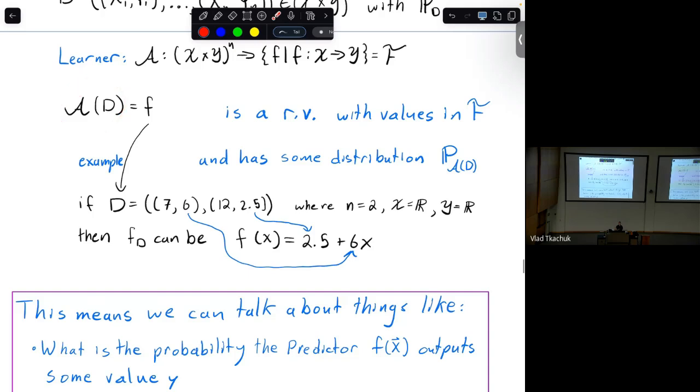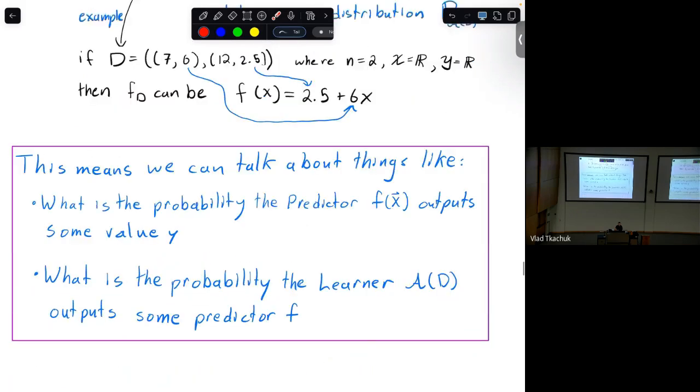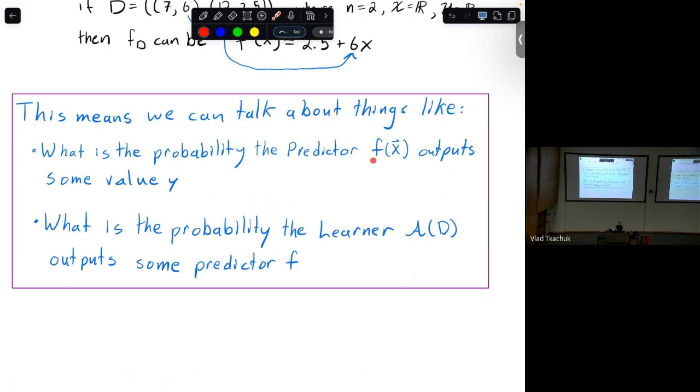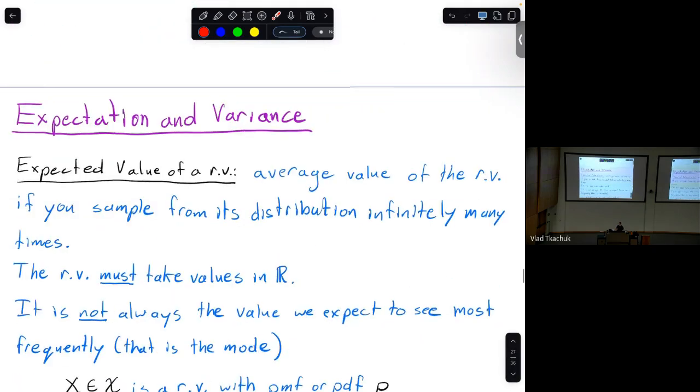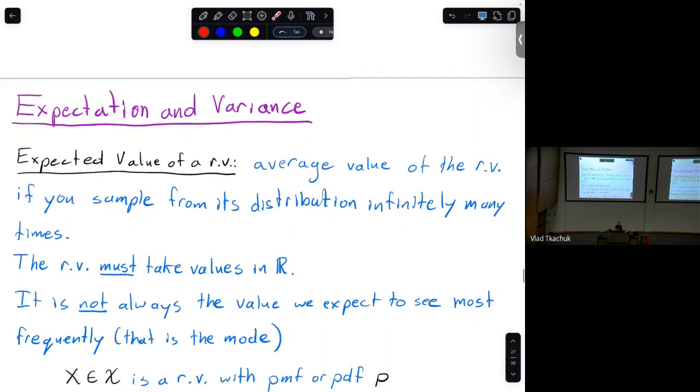Its outcome space is going to be the set of functions. Okay. And so we can talk about things like, what's the probability that the predictor outputs some value or some range of values, depending on whether y is discrete or continuous. And we can talk about what's the probability that my learner outputs some type of predictor? And then we're going to care about how good is that predictor and how likely is it that it is good. Okay, and to finish off, the way we're going to do that is through these objects called expectations and variance.